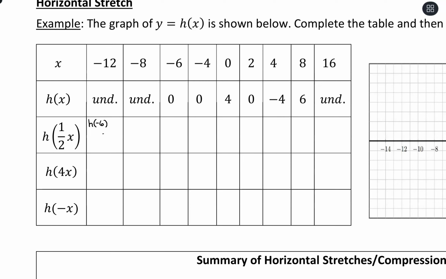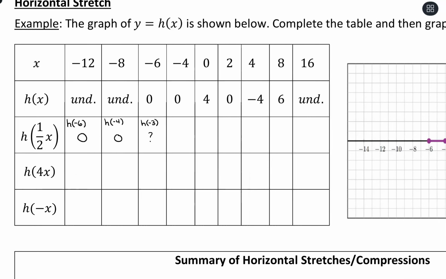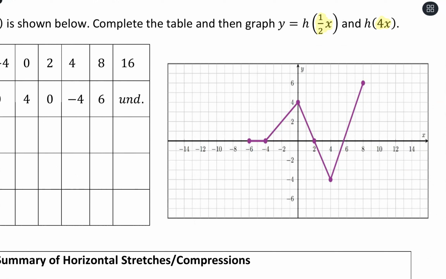And h of negative 6 is equal to 0. I'm going to take h of negative 8, but cut in half, so I'm at negative 4. That also had an output of 0. H of negative 3, which isn't on the table, so we're just going to leave that blank for now. Negative 3 is defined on our picture here. I could go to negative 3 and see I have an output of 1.